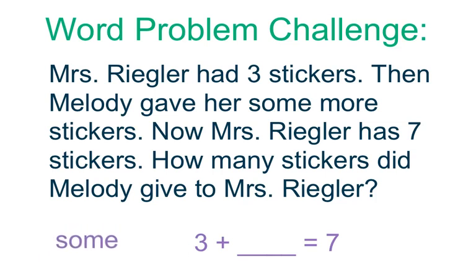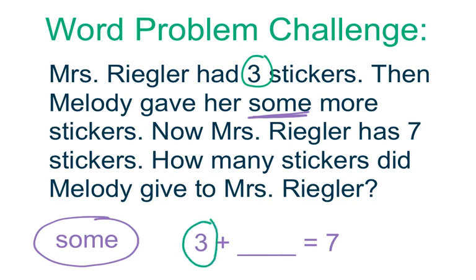Let's look at this word some. This word some is an important part of our word problem. When we see the word some, we know part of our number sentence is missing. We started with 3. That's why I've written the number 3. In the middle, we have some, which is why I've drawn this blank purple line. At the end, they told us we had 7, which is why I have 7 at the end.